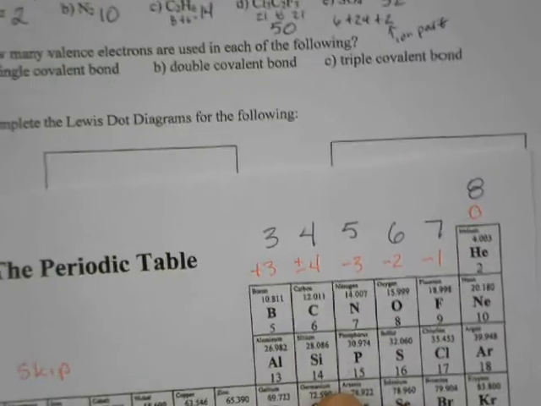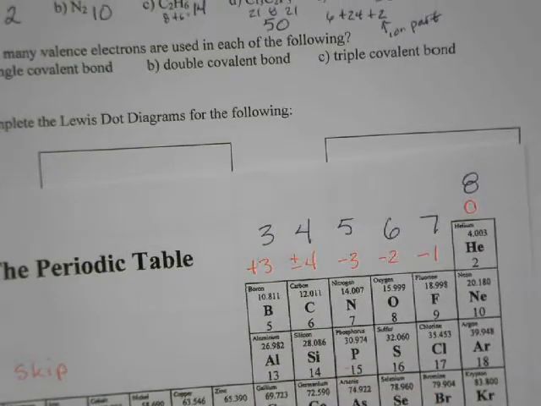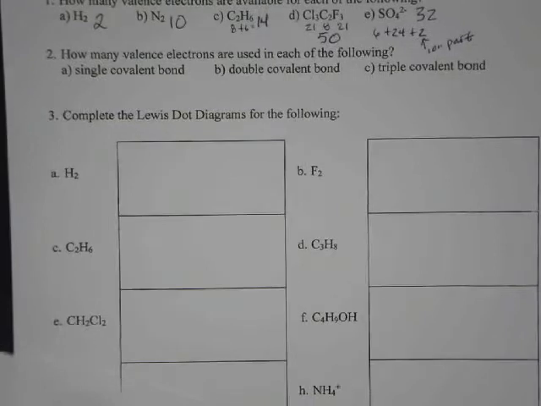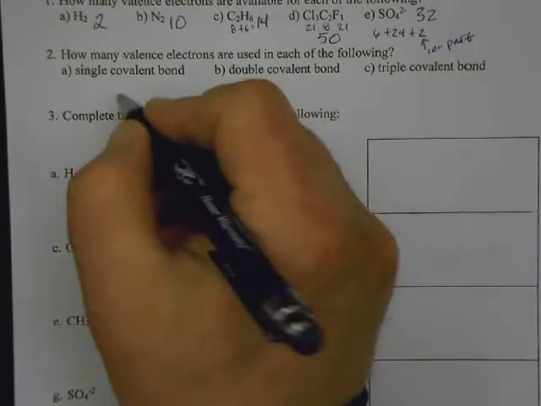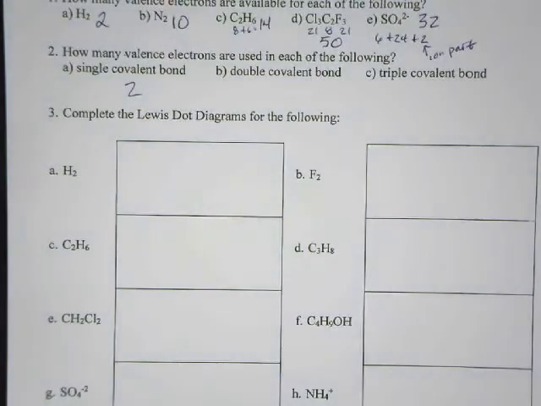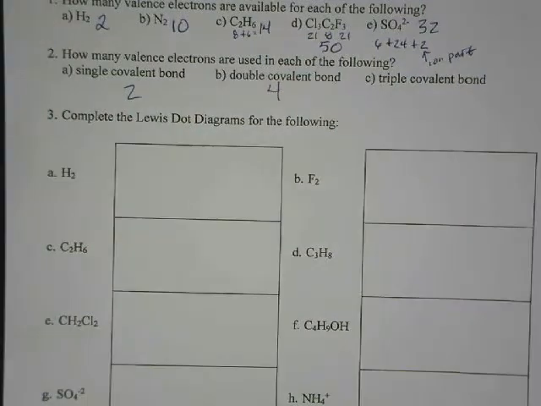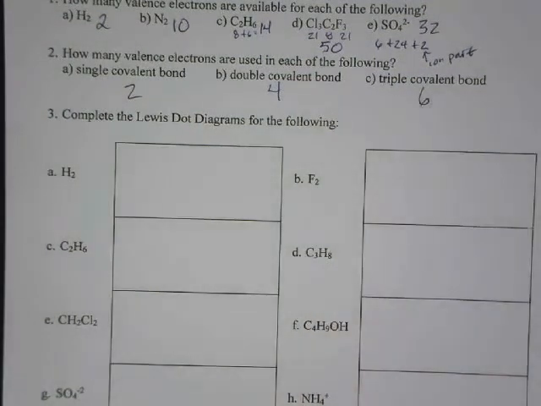All right. Now, we went through our notes just a moment ago, so what do you think? Single bond: how many valence electrons in a single bond? In a double bond? In a triple bond? Again, this is not hard, okay? Just pay attention. 2, 4, 6.